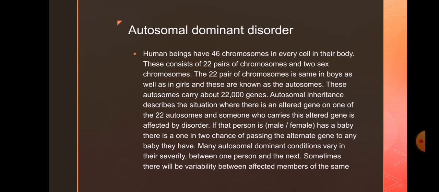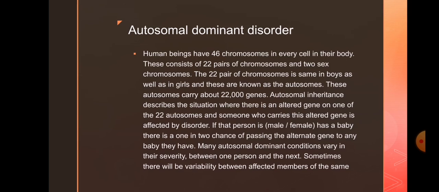Autosomal dominant disorder. Human beings have 46 chromosomes in every cell in their body. These consist of 22 pairs of chromosomes and 2 sex chromosomes. The 22 pairs of chromosomes are the same in boys as well as in girls, and these are known as autosomes. These autosomes carry about 22,000 genes. Autosomal inheritance describes a situation where there is an altered gene on one of the 22 autosomes and someone who carries this altered gene is affected by the disorder.